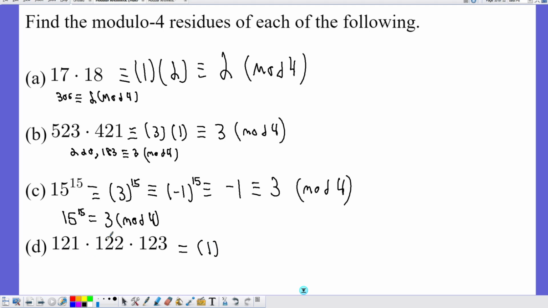And therefore, since we're just increasing by 1 for 122, it's going to have a remainder of 2. And since 123 is increasing by 1, that remainder is going to be a 3. Until we'd hit 124 again, which would have a remainder of 0. But this is easy to work with. So 1 times 2 times 3 is just 6, which is congruent to 2 under mod 4.